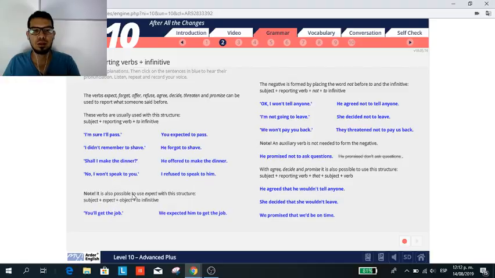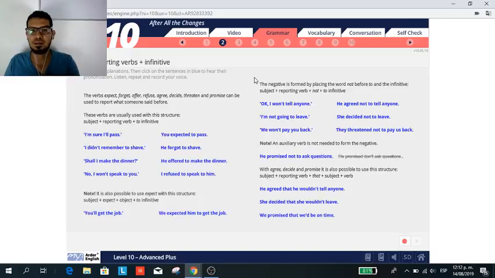Okay, so there we have what people are saying and the reported sentences, or the reported speech. Note, it is also possible to use expect with this structure: subject plus expect plus object plus to infinitive. We can also use an object pronoun. Example: You'll get the job. We expected him to get the job. That way you can listen and also practice your pronunciation.